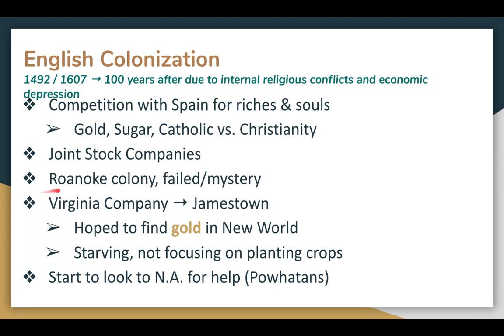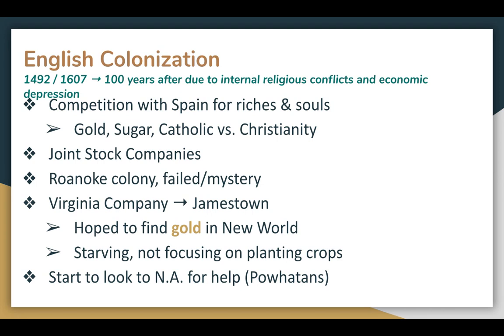Now, there's a story, and you'll learn more about this maybe in your note card, but there was a colony that wasn't really a part of this, but it's the Roanoke colony. That's technically our first English colony, but it failed. And it's kind of a mystery. Obviously, technology was not like what it is today. We don't exactly know what happened. We don't know what happened to all the people.